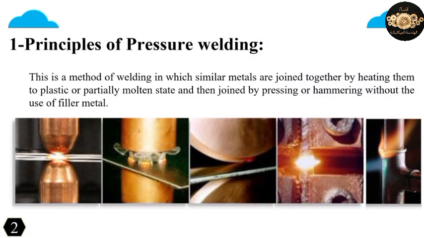1. Principles of pressure welding. This is a method of welding in which similar metals are joined together by heating them to a plastic or partially molten state and then joined by pressing or hammering without the use of filler metal.